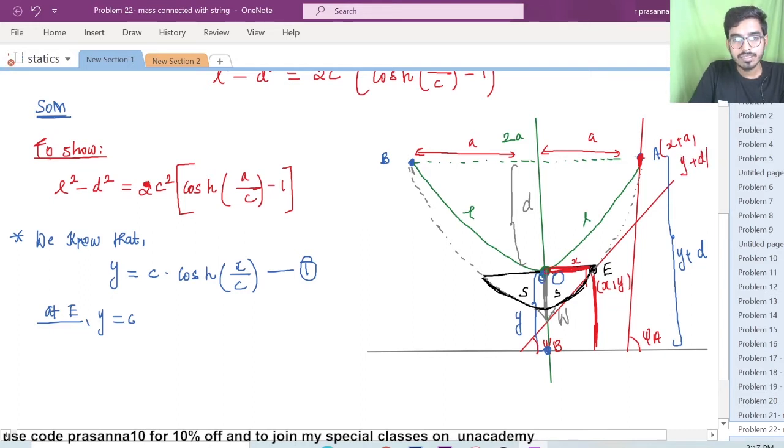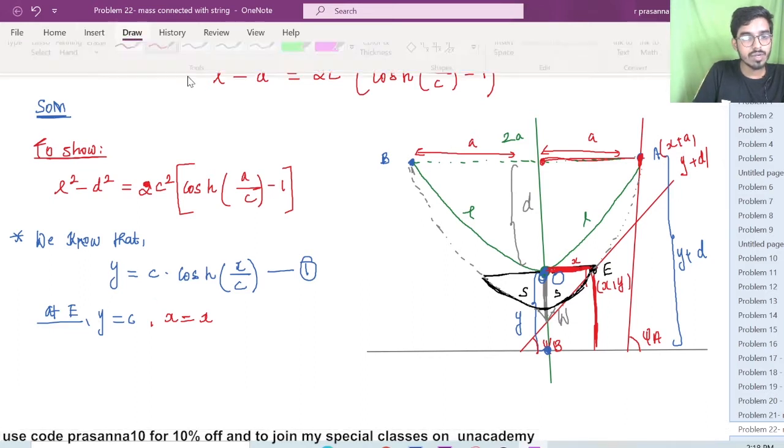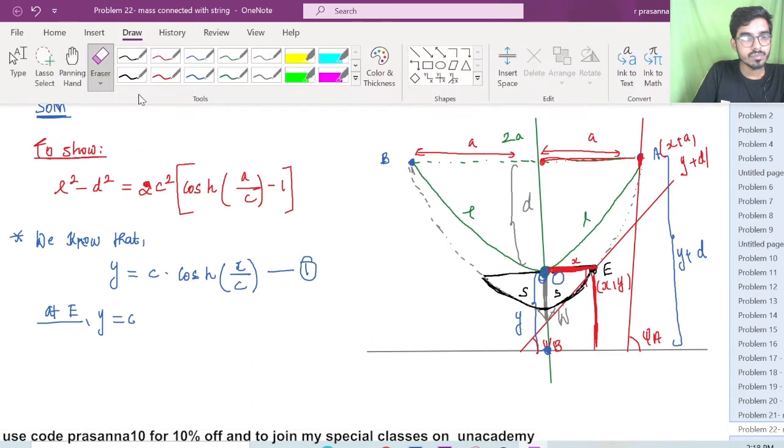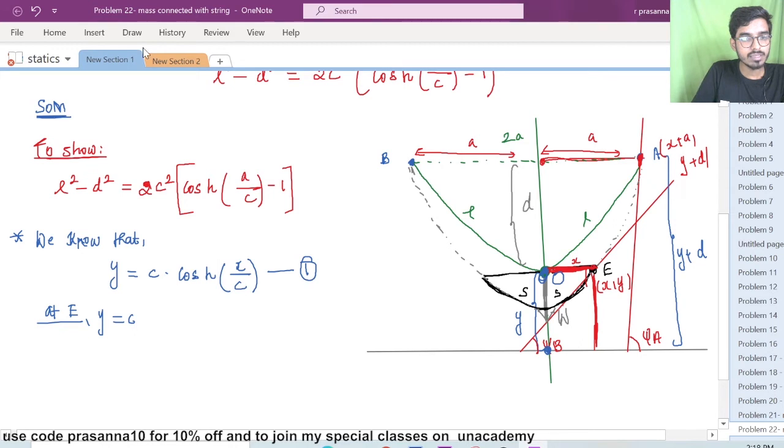You can see there is one x from ear to ear, and from ear to ear there is one a. So the x coordinate is x plus a, and the y coordinate is very easy: from ear to ear it is D, here it is y, so it is y plus D. So E is x comma y, and A is x plus a comma y plus D. Now at E, what is y? Y is y, x is x. If I apply this relation at E, what will you have?